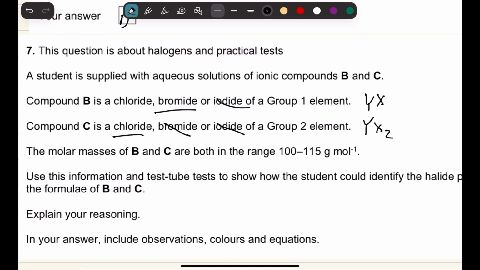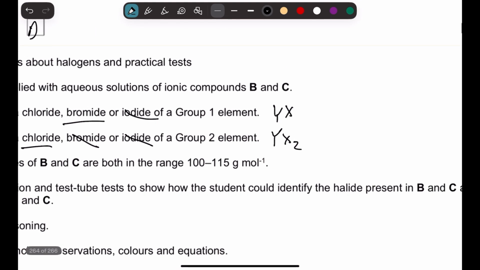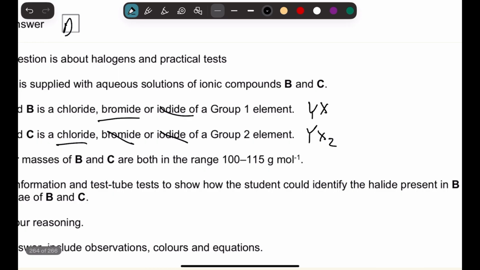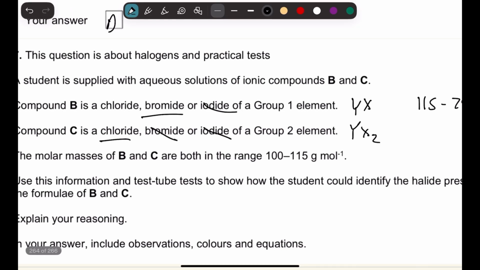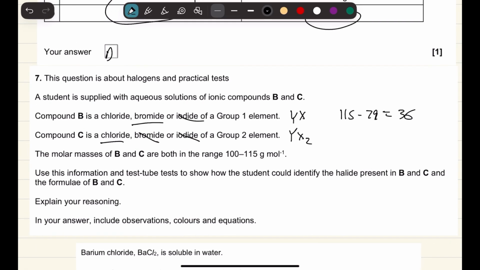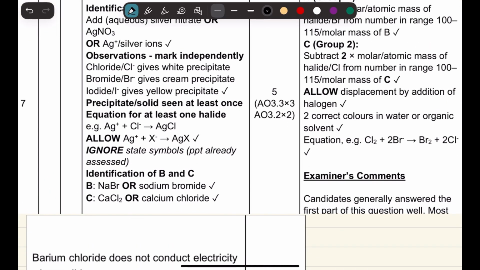Cool. So what we can now do is take away the MR of your bromine. So say this is like 115, take away about 79. 115 take 79 gives you an answer of 36. So I'm thinking, what is a compound that has an MR of about 36 in group 1? So you look down group 1 and your answer would probably be sodium.